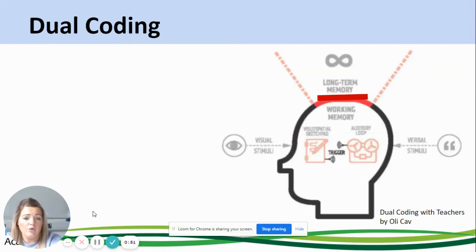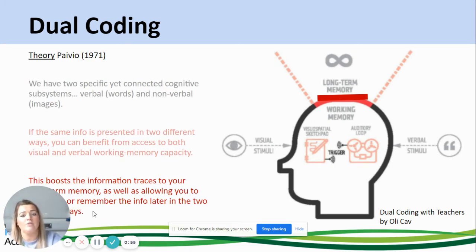The theory of dual coding has actually been around for a long time, and I particularly like the image I've used here, which is from Ollie Cav's book on dual coding for teachers, because it shows the two specific yet connected subsystems of the brain, and you can see the same information being presented in two different ways into that active working memory. Then that will boost the traces to long-term memory, as well as allowing for that recall from either visual or worded information in the future.